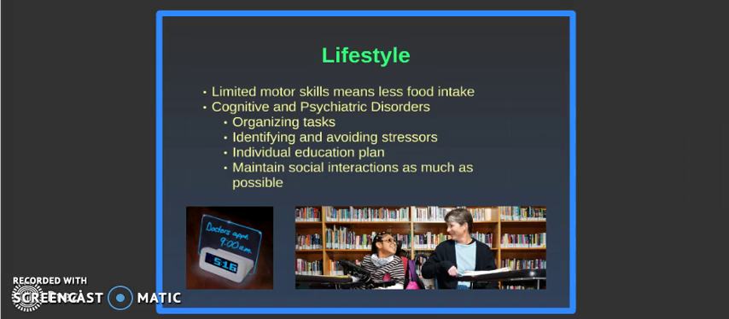People with Huntington's disease have very different lifestyles than people without it. A few things different are that since people with HD have limited motor skills, without someone being there to help them, their food intake will lessen. Some cognitive and psychiatric disorders that may appear are a lack of ability to organize tasks, identify and avoid stressors, create an individual educational plan, and maintain social interactions. These things can be hard for people with HD because they might see themselves as outcasts in society. For these reasons, it's important to work with them on these skills so that patients can slow the degeneration of their brains.